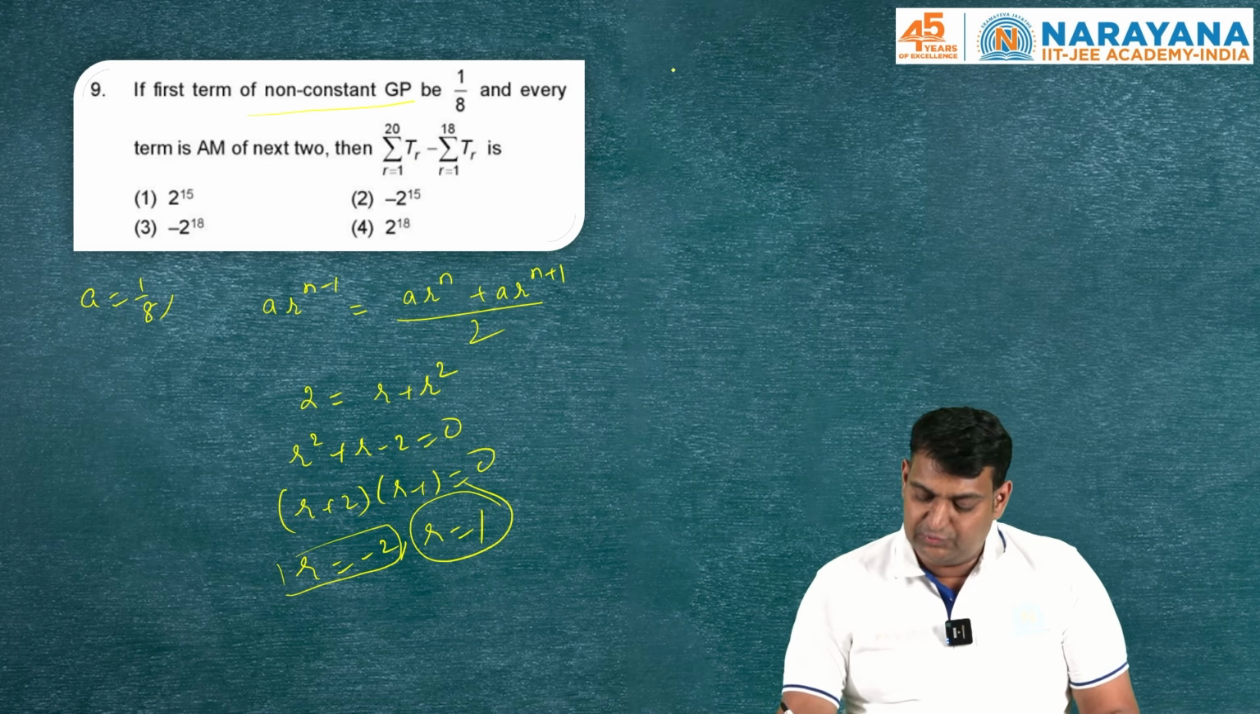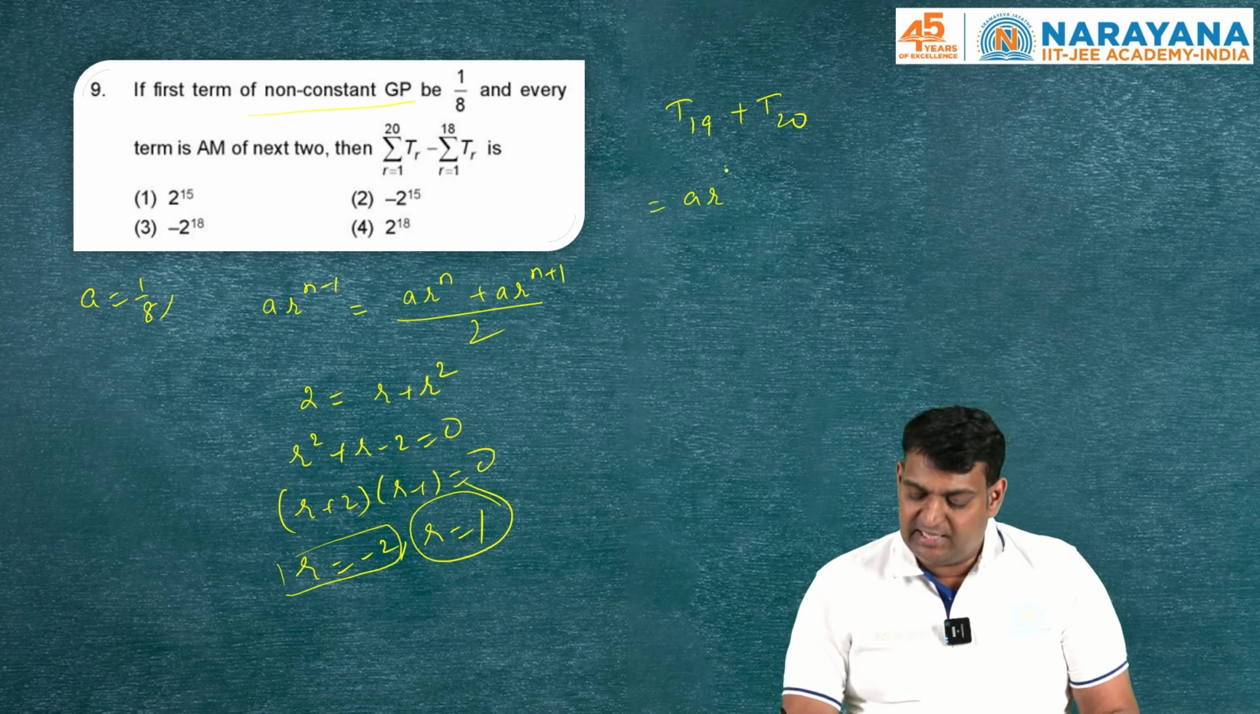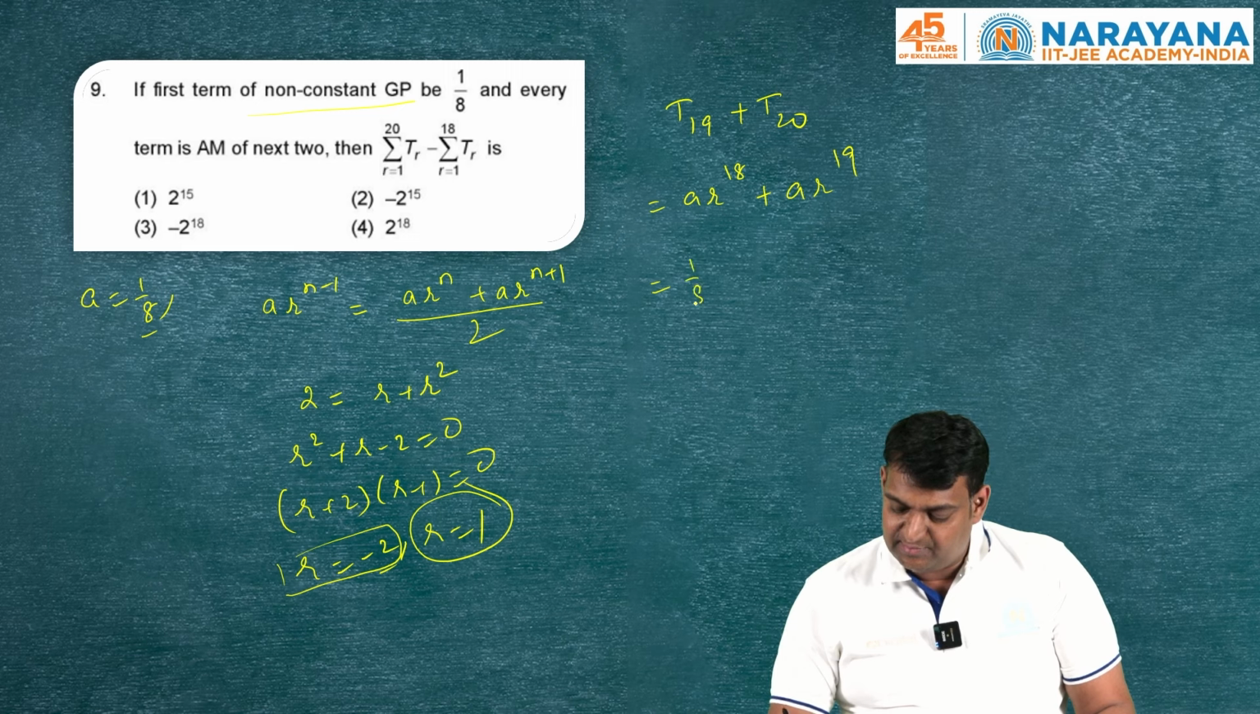Now, what does he ask? Sigma T20 minus sigma T18 means simply he is asking you to find the value of T19 plus T20. What is T19? AR power 18, and T20 is AR power 19. You have the A value and you have the R value. Just substitute. What will you get? A common, 1 by 18.